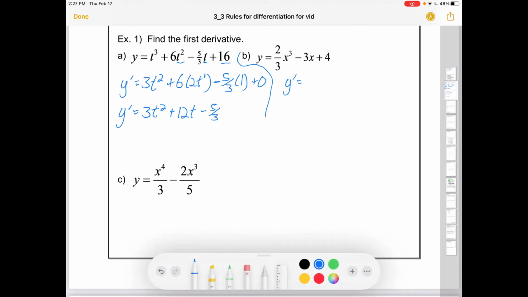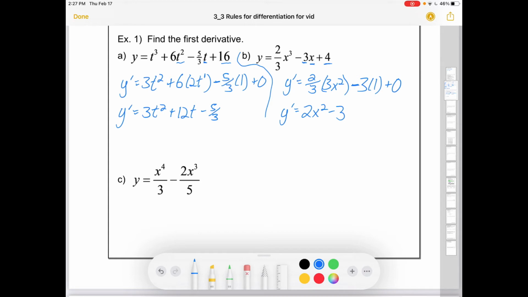Y prime here is going to be 2/3 stays as a coefficient. X cubed turns into 3x squared. Minus 3 stays as a coefficient. X turns into a 1. And you're probably always referring back to those rules as you do it. 4 turns into a 0. We're nearly done. 2/3 times 3 is just 2, so 2x squared minus 3. There's the derivative.